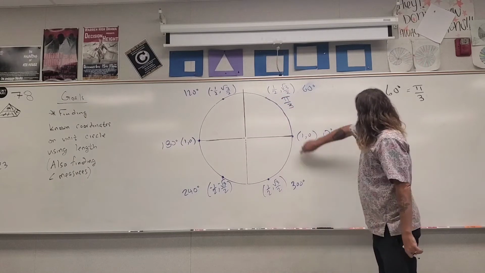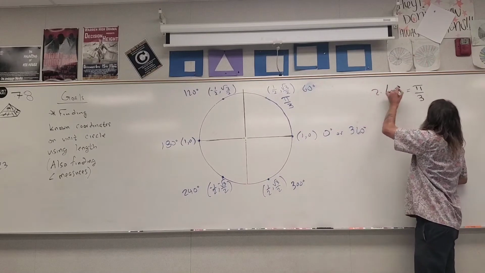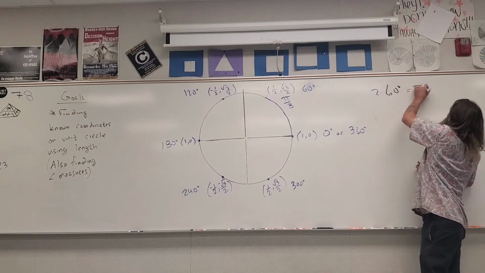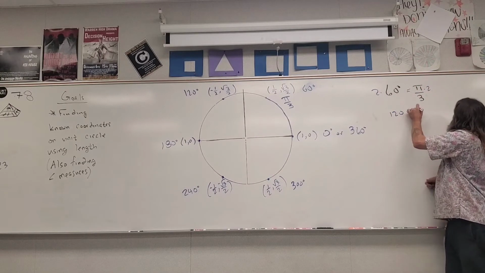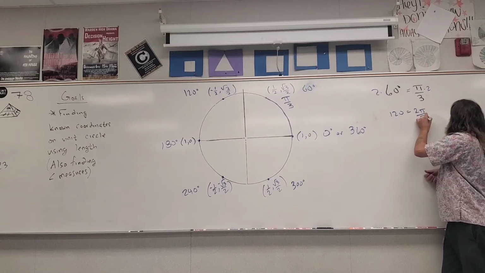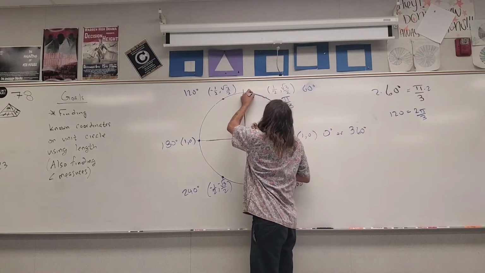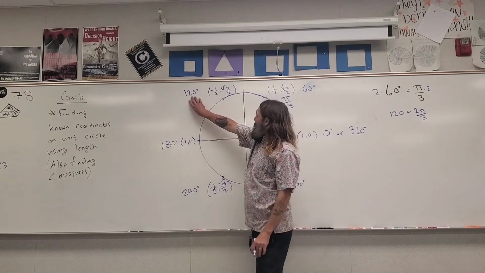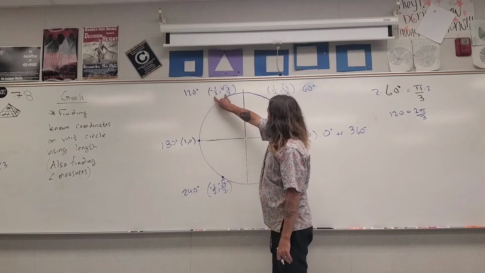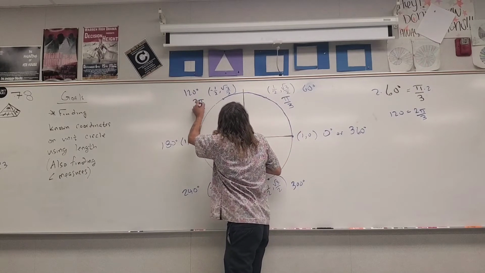Now I need to travel another length of pi over 3, or 2 lengths of pi over 3, to get to 120 degrees. So 120 degrees is 2 lengths of pi over 3. So if I travel another pi over 3 distance, I can think about being at 120 degrees, or this ordered pair, or traveling this length.